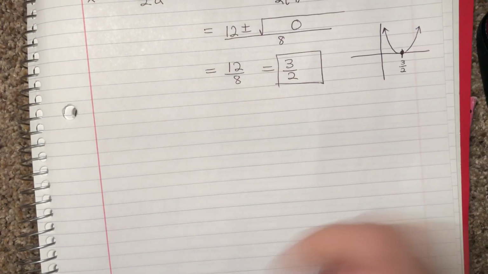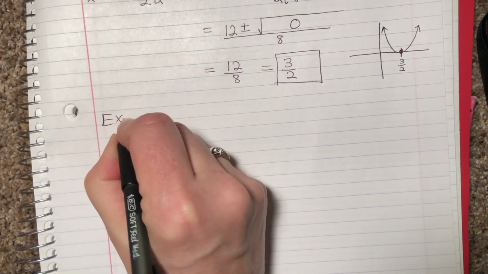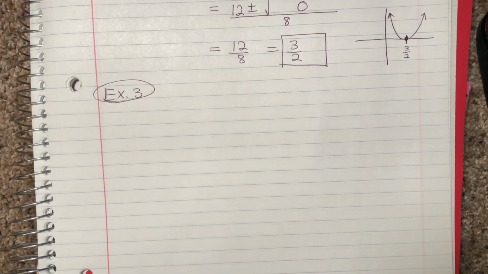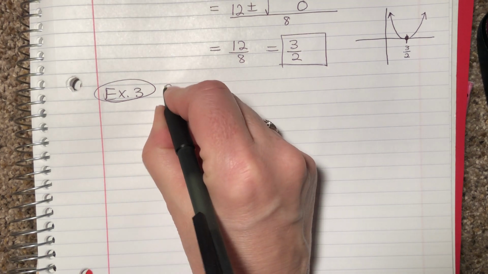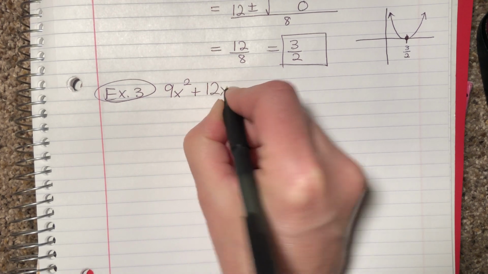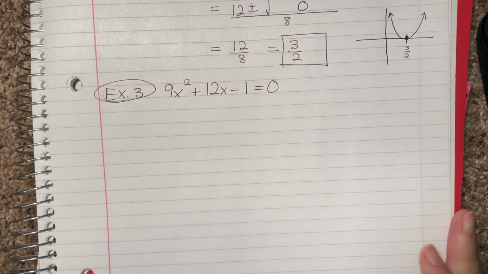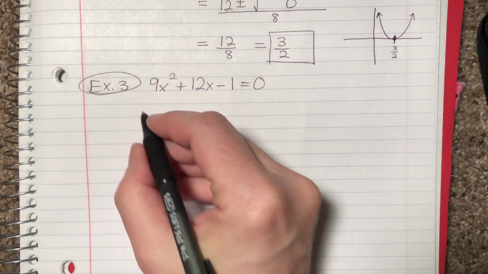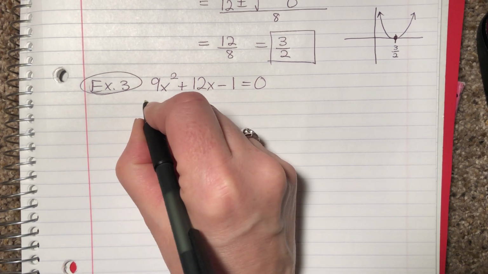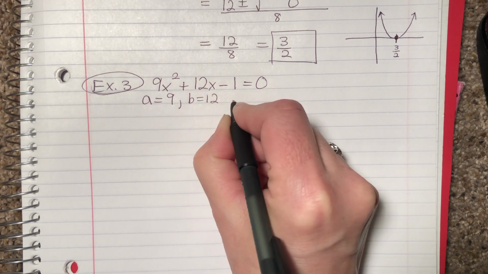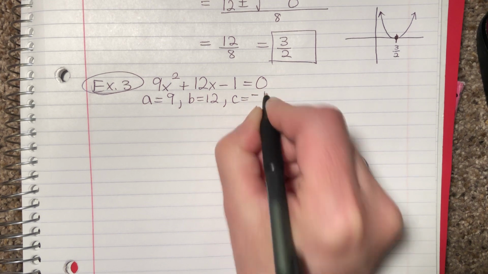Okay, now, example 3. I want to do 9x squared plus 12x minus 1 equals 0. Now this one's not going to factor. You could complete the square, but let's go ahead and do our formula. So a equals 9, b equals 12, c equals negative 1.